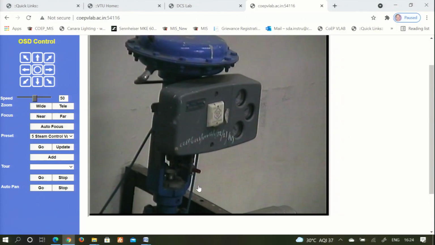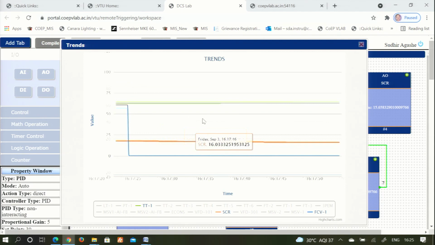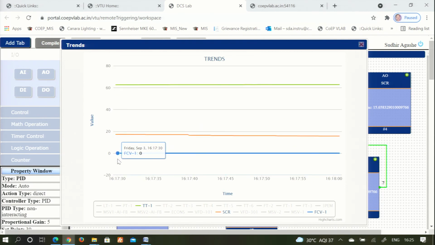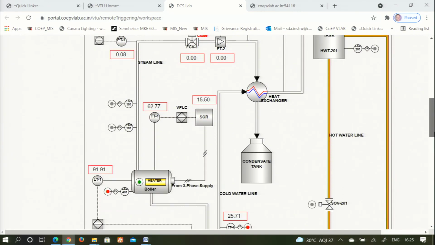So, you can see that the command which you have given for closing the control valve has reached the control valve, and here you have seen that the control valve is closed. Now, that is how things will move, and that is what you will find here. Now, here FCV has come to 0, that means now the control valve is closed. Now, you can even think of going to the mimic again and check what is happening in the plant.